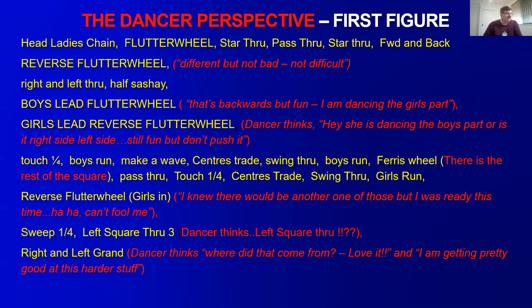Girls run, reverse flutter wheel. Dancer thinks, I knew there'd be another one of those. I was ready this time. Ha ha ha ha. That caller can't fool me. Sweep a quarter more, left square through three. And you said, what, left square? Wait a minute, what's the left square through? And it's right into a right and left grand. They're doing it before they even realize it. It's natural flow. There's the right hand lady, and you're thinking, where did that come from? I love it. I'm getting pretty good at this hard stuff. Bring it on.